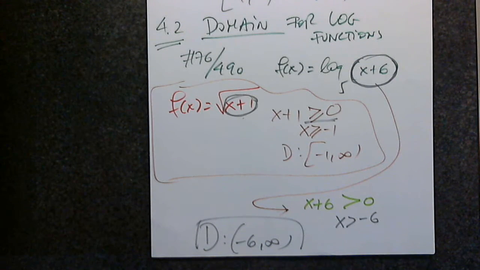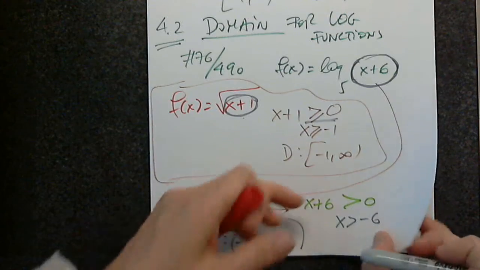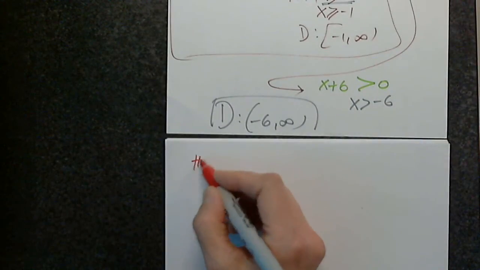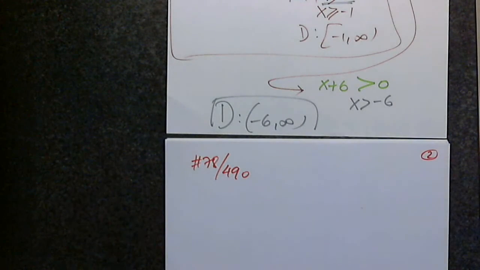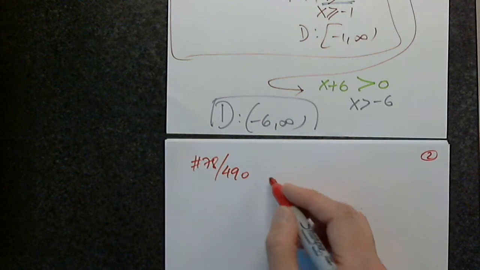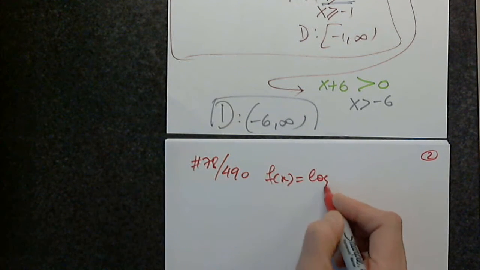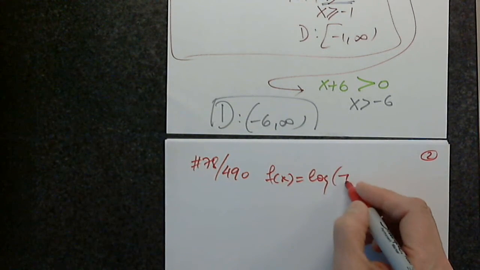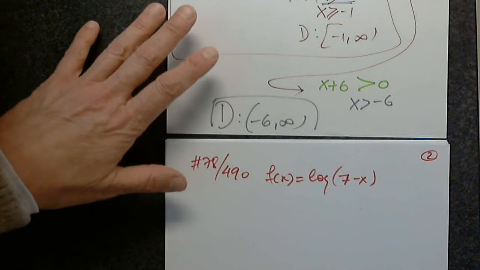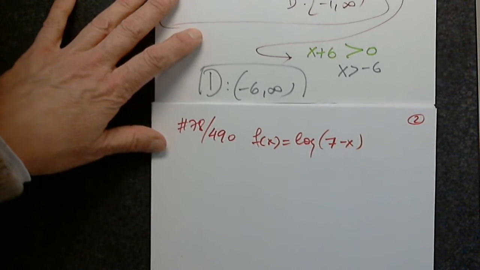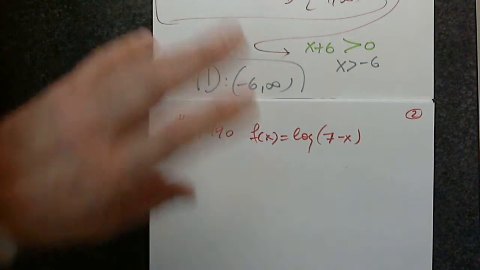Okay, let's look at another example of the same kind. So let's say 78, same page, 78 on 490. And that function, we have f of x equals log of 7 minus x.